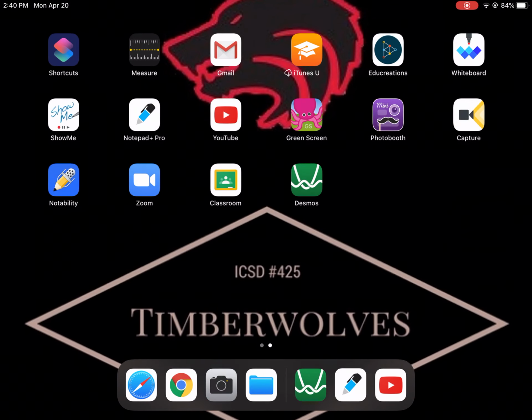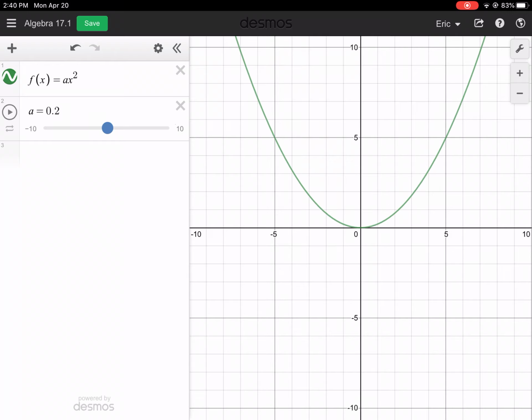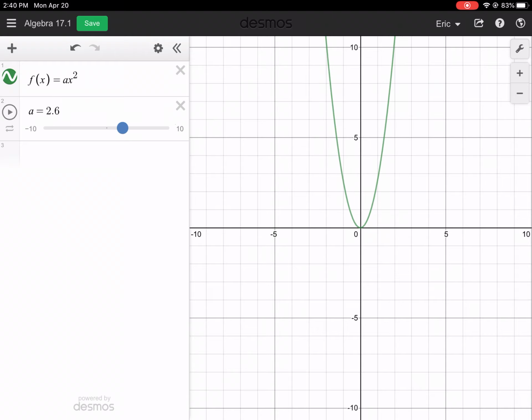Another easy way to do this is to go on Desmos, and you can just type in f of x equals ax squared and put a slider in for a. So right here is your parent function. Now, as a gets larger, you notice it gets more vertically stretched. I have it set only to go up to 10. Anything greater than 1 is stretched. Anything between 0 and 1 is compressed.